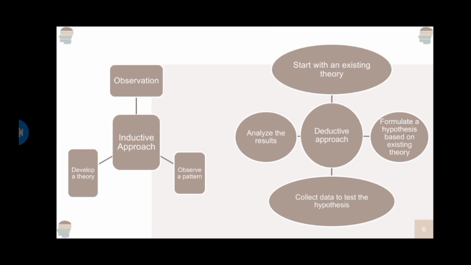The deductive research approach consists of 4 stages: start with an existing theory, formulate a hypothesis based on the existing theory, collect data to test the hypothesis, and analyze the results. In this result, we ask ourselves, does the data support the hypothesis? As Babbie has pointed out, with the deductive method, we will reason toward observations. With the inductive method, we will reason from observations.